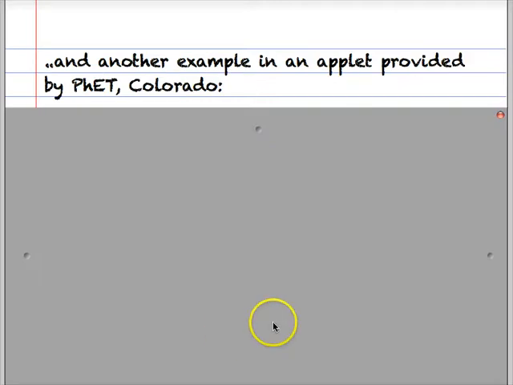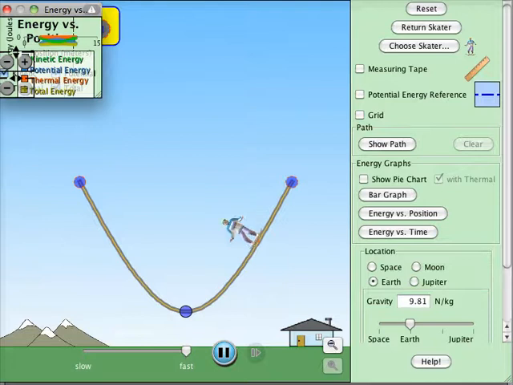And here's a final example, a great example provided by the PHET folks at Colorado University. It's an applet which shows a skateboarder in a skate park. So here we are, here's the skate park. It's a very simple skate park. There's no friction in this skate park, which is pretty good. And we can see that the person is going up and down, gaining kinetic energy as they fall to the bottom, losing that kinetic energy as they go up to the top.